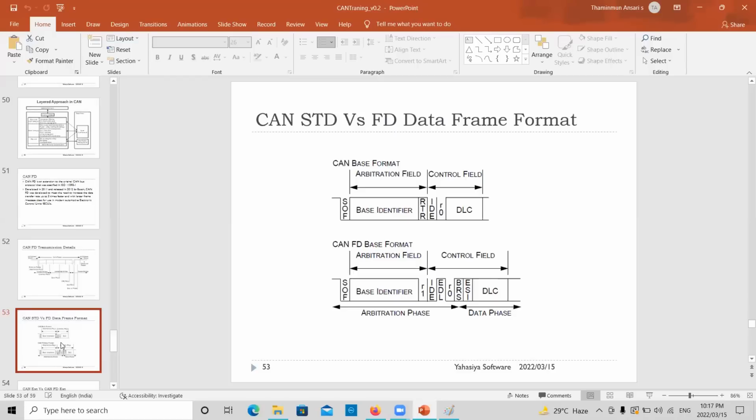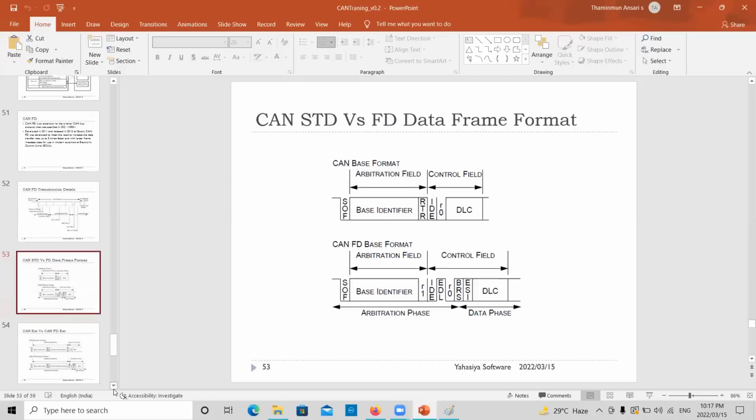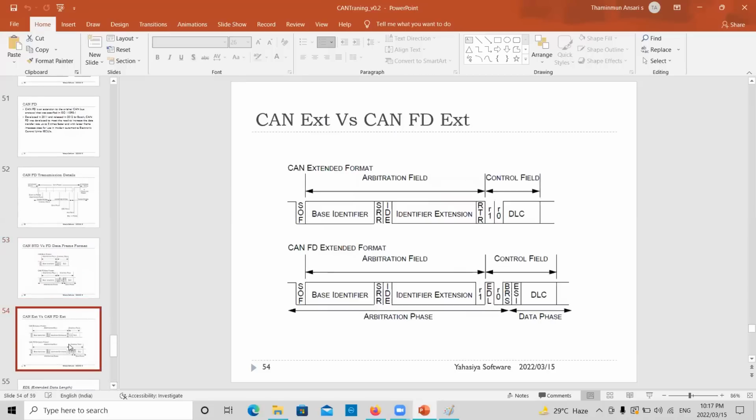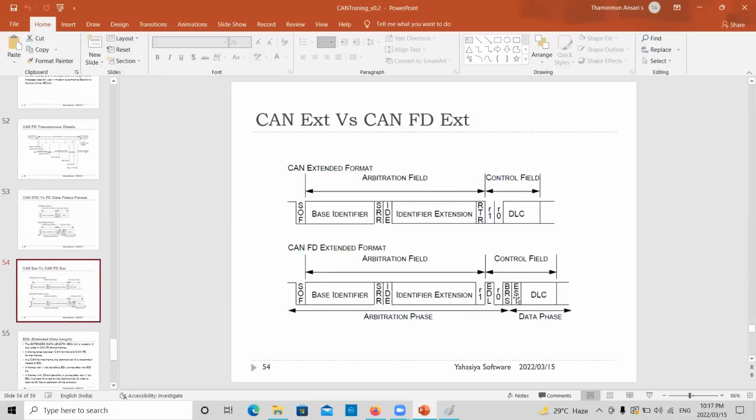Next, error state indicator. In the case of FD, you don't have a separate error frame. Instead, in the same frame itself, there is 1 bit called the error state indicator. This error state indicator bit will be 1 for passive error and 0 for active error, I believe. So that is the difference. There is no separate error frame in the case of FD; that is completely covered by only one bit, the error state indicator bit.